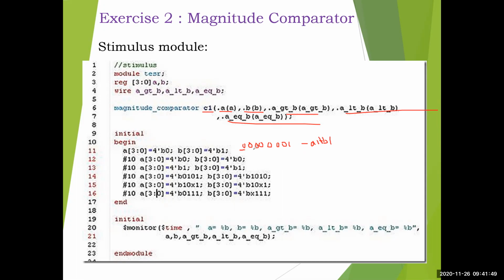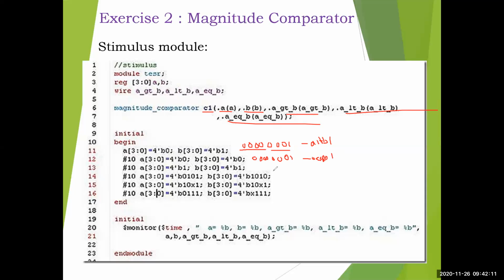So we are comparing 4 bits. In the second case we have taken 0 and 0, both are 0. So what is the expectation for both 0? Definitely a equal to b is 1, right? Whatever combination we have, a equal to b is 1.